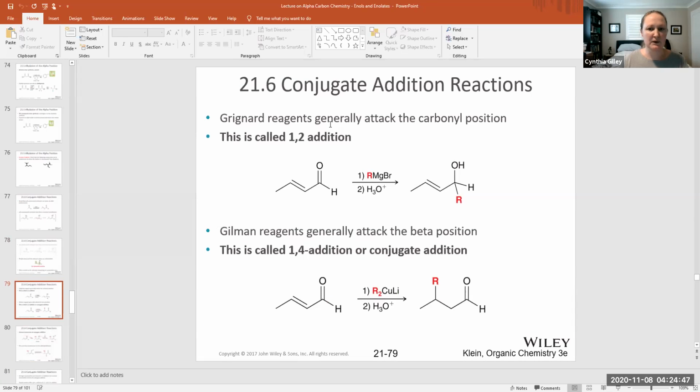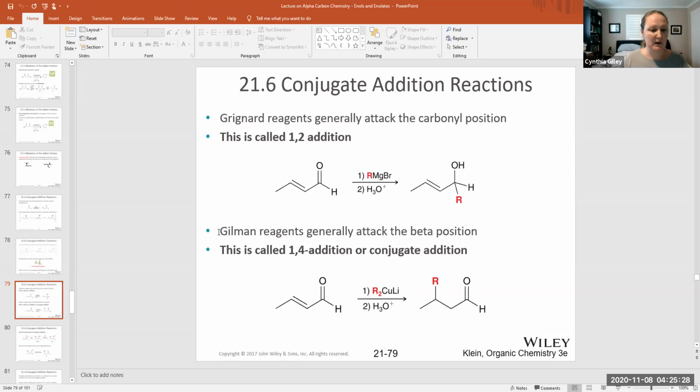Okay, so Grignard reagents will generally attack the carbonyl carbon or the ipso carbon. This is called 1,2 addition, and the counting starts on the oxygen. So this is atom number 1, and then the carbon here would be atom number 2. The reason they call it a 1,2 addition is that in the product, position number 1, which is the oxygen, has gained a proton, and position number 2, which is the carbonyl carbon, has gained a new carbon-carbon bond, a new alkyl group.